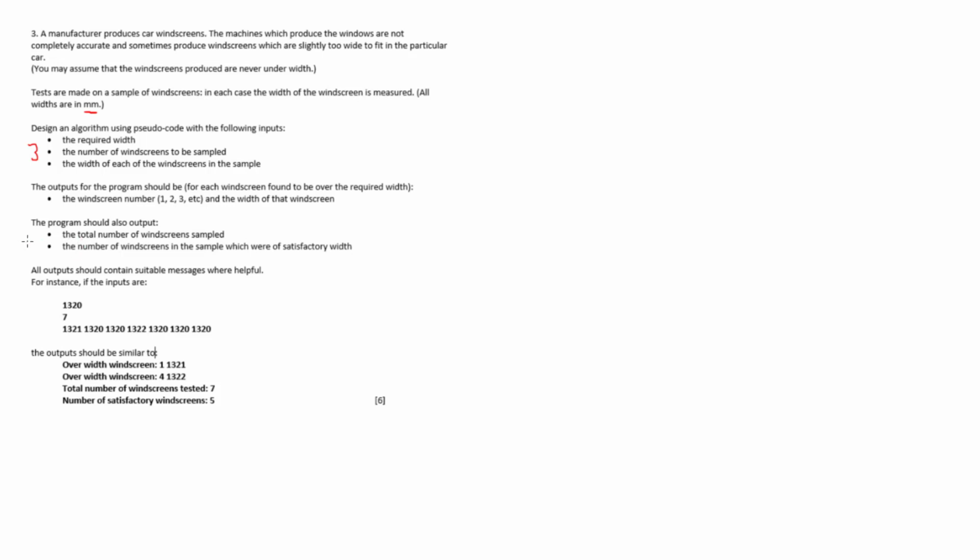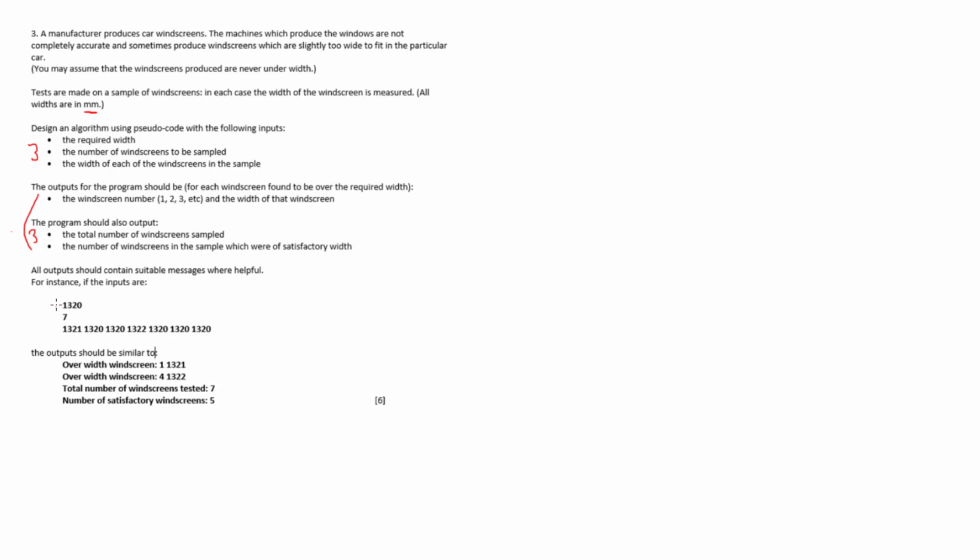So the program should also output the total number of windscreens sampled, the number of windscreens in the sample which were of satisfactory width, and that in total gives us 3 outputs there. All outputs should contain suitable messages where helpful.